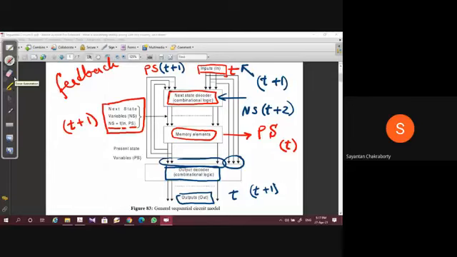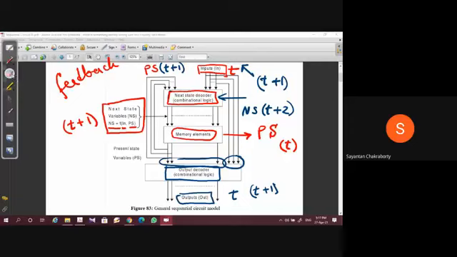Mind it, the output is generated as soon as there is a change in input, but the next state will appear as a present state only after a clock transition has taken place. That is, if it's a synchronous sequential circuit, it will be triggered by a clock. So only the memory element will be updated to a new value at the clock transition. So the present state of t plus 1 will be updated by the next state calculated at t. So this is a recursive process that will continue.